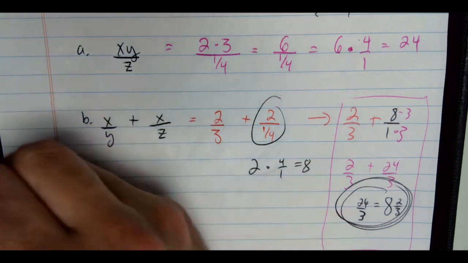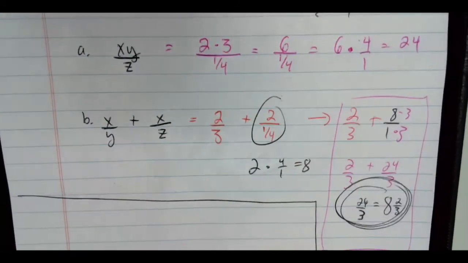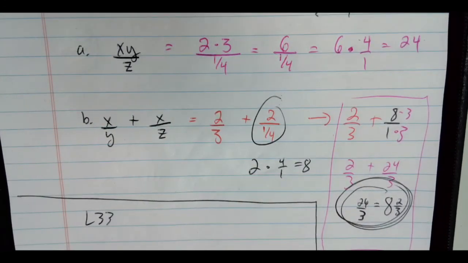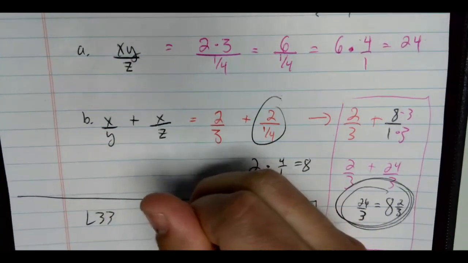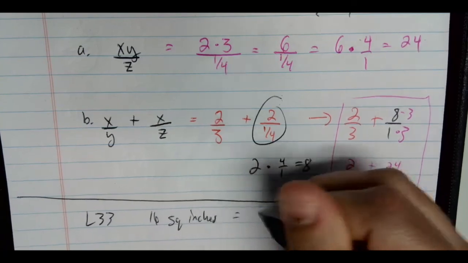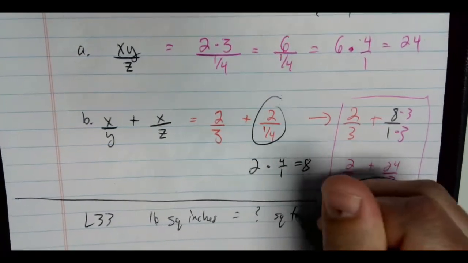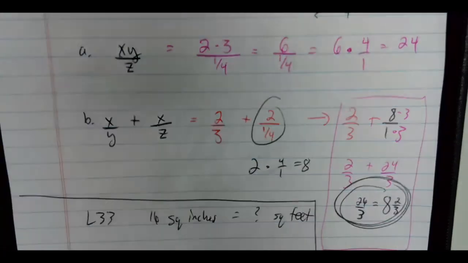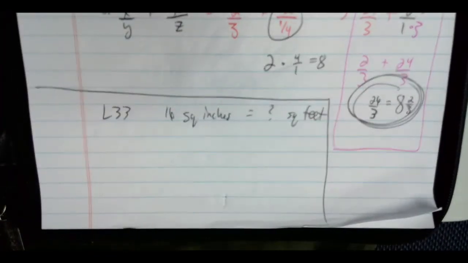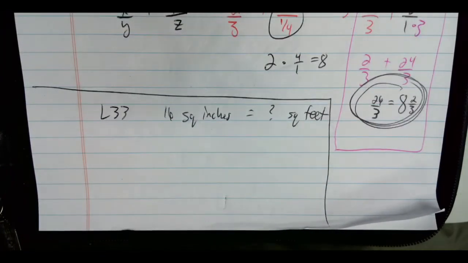All right, the last thing here, a brief introduction for lesson 33, and then we'll adjourn here. 16 square inches equals how many square feet? So the difference here, we already talked about unit conversions. We know that there's 12 inches in 1 foot. So would you just think, oh, it's like 1 1/3? Or does it work that way?